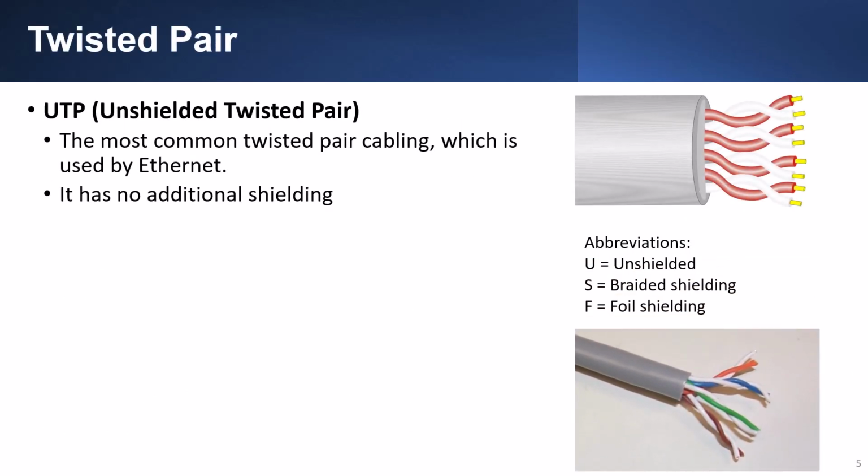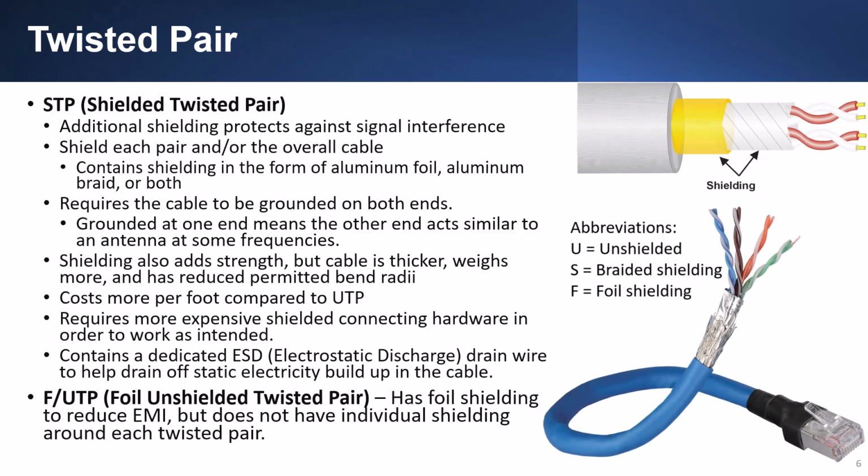Unshielded twisted pair is the most common twisted pair cabling, which is used by Ethernet. It has no additional shielding. Shielded twisted pair has additional shielding that protects against signal interference. Shields each pair and/or the overall cable. It contains shielding in the form of aluminum foil, aluminum braid, or both.